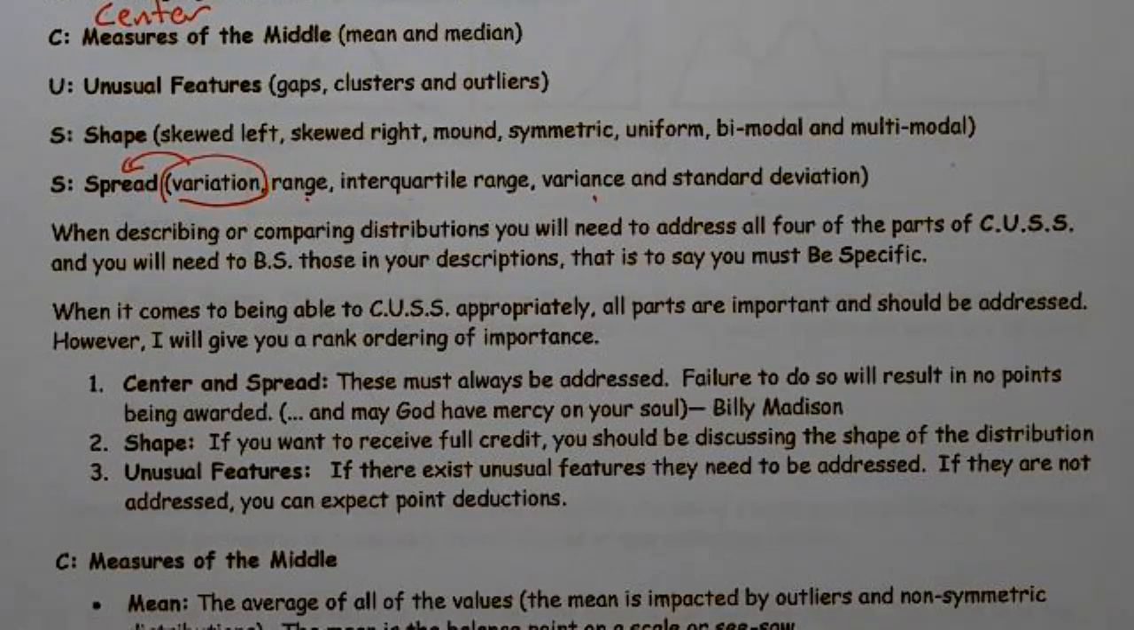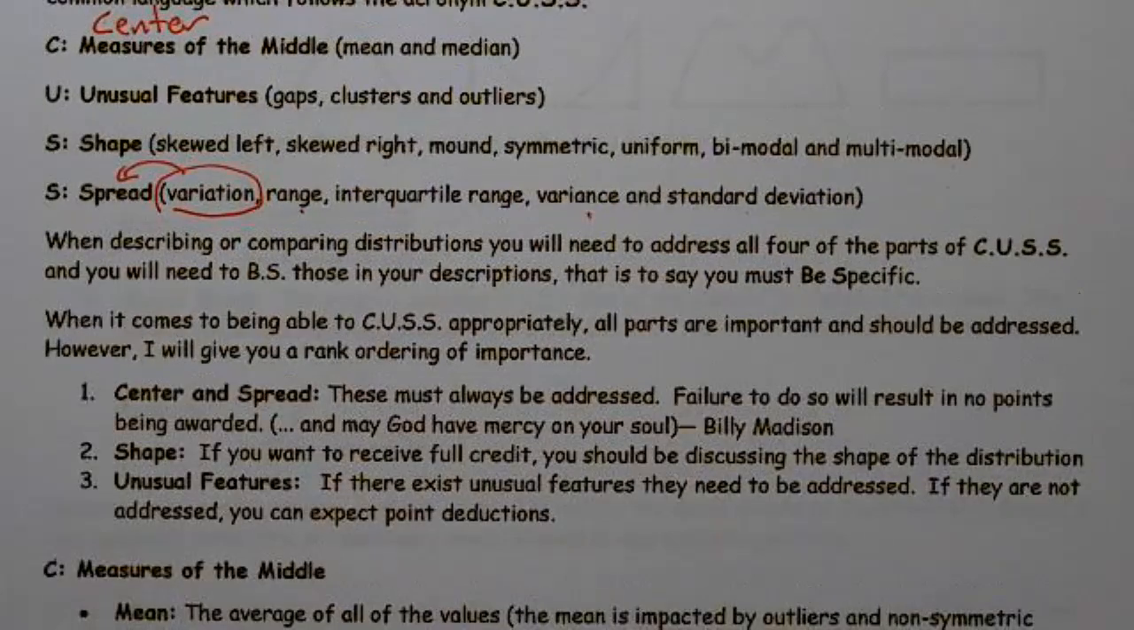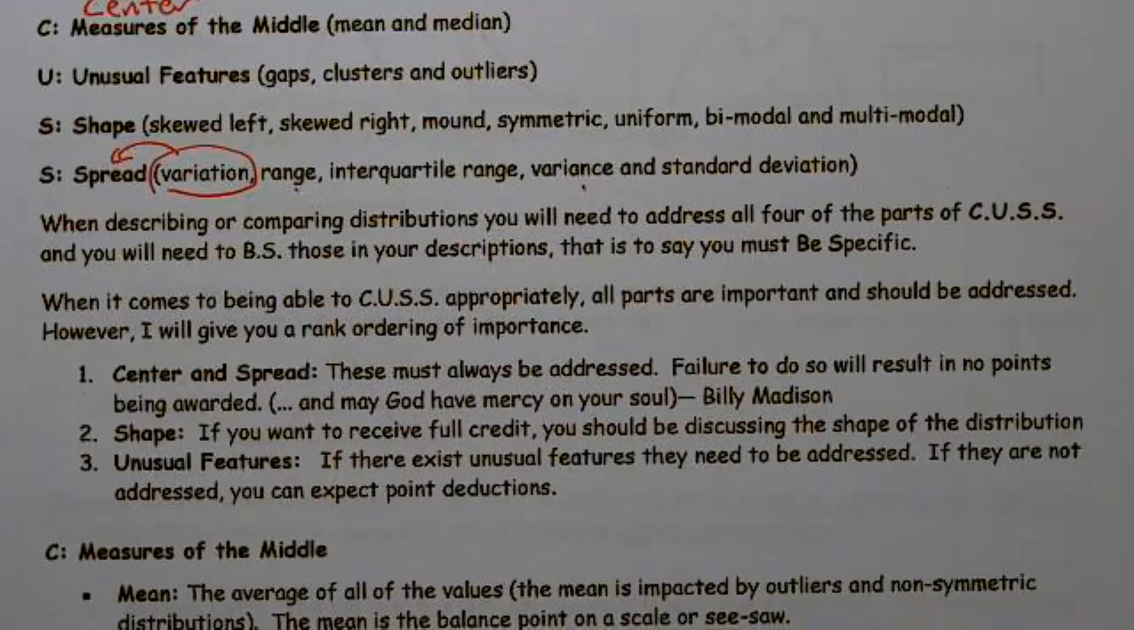Okay, so I know students always want to know, do I have to do these every single time? And the answer is yes, but I will give them a ranked importance. Center and spread must always be addressed. Failure to do so is going to get you no points. Shape, if you want to receive full credit, you will be discussing shape in some form or fashion. Unusual features, you must talk about if they exist. They're not always going to exist, and if they don't, you don't have to address them, but I recommend that you just get in the habit of saying no unusual features if none exist.